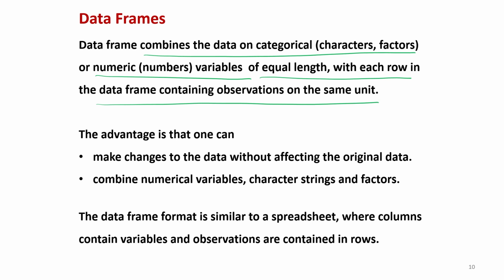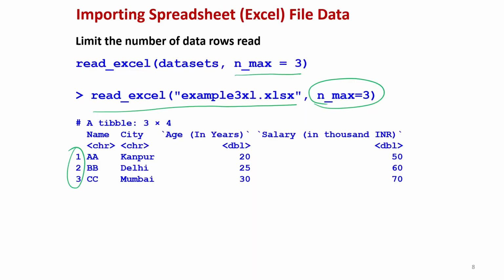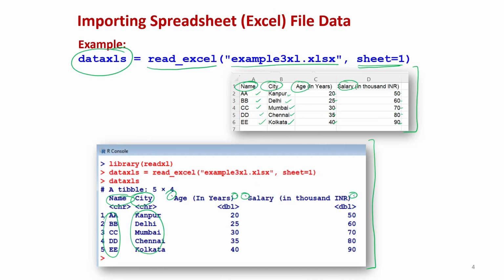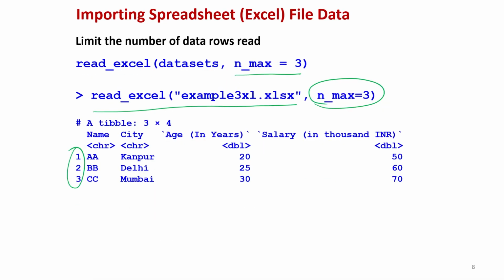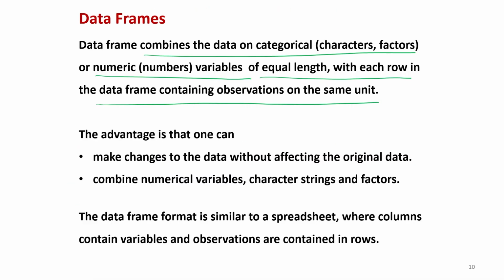Just like an Excel file, you can see here that in the Excel file also, this is the name AA, its city is Kanpur, age is 20 years, and then the salary is 50,000. So every row is containing the information on the same unit. So the advantage is that one can make changes to the data without affecting the original data, and can combine numerical variables, character strings, and factors. So different types of variables also can be combined here.